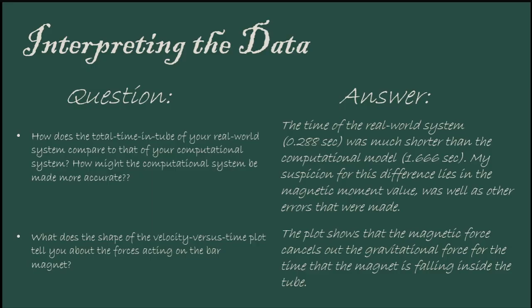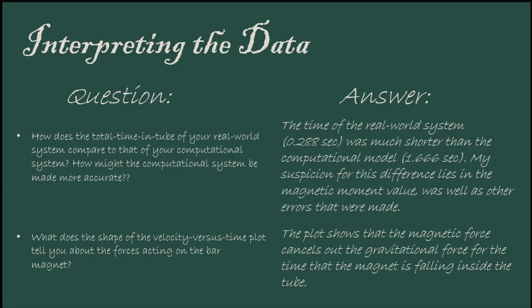Question. How does the total time in tube of your real-world system compare to that of your computational system? How might the computational system be made more accurate? Answer. The time of the real-world system, 0.288 seconds, was much shorter than the computational model, 1.666 seconds. My suspicion for this difference lies in the magnetic moment value, as well as other errors that were made.